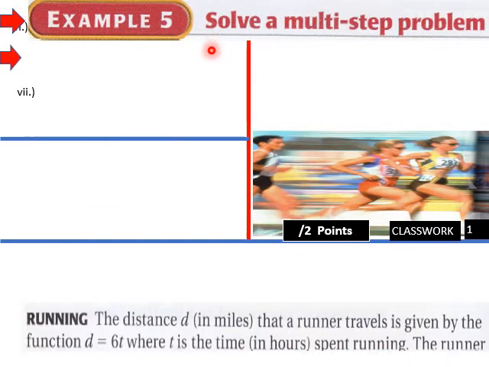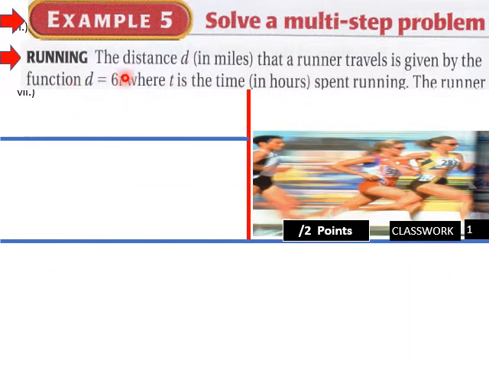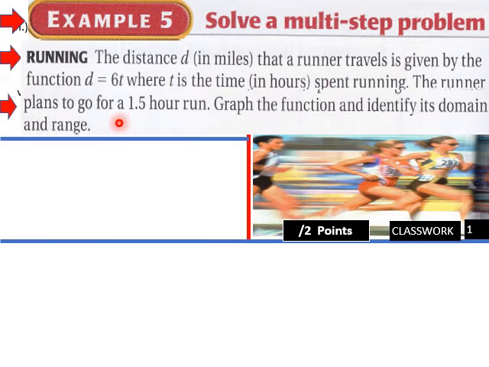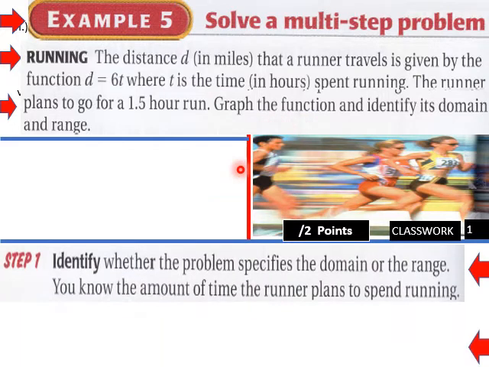Example 5, solve a multi-step problem. The distance d in miles that a runner travels is given by the function d equals 6t, where t is the time in hours spent running. The runner plans to go for a 1.5-hour run. Graph the function and identify its domain and range.